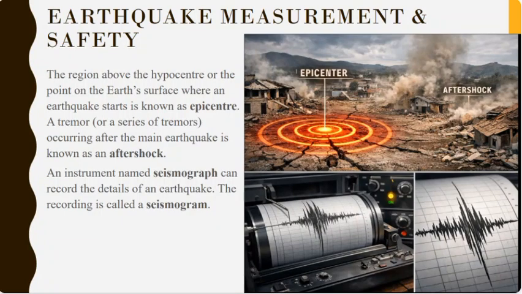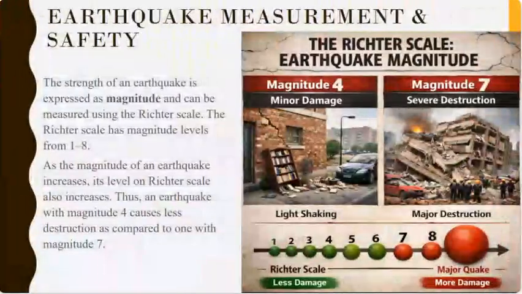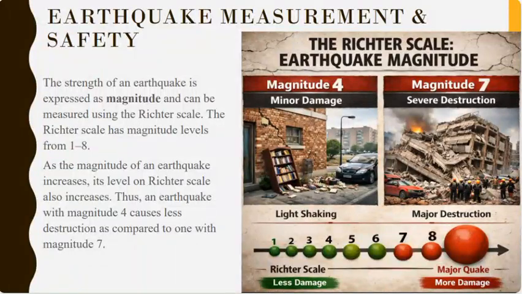After the main earthquake, a tremor or series of tremors known as aftershocks can occur. An instrument called a seismograph records earthquake details, producing a seismogram. The strength of an earthquake is called its magnitude and is measured using the Richter scale, which ranges from 1 to 8. As the magnitude increases, so does the potential for destruction. For example, an earthquake with a magnitude of 4 is less destructive than one with a magnitude of 7.